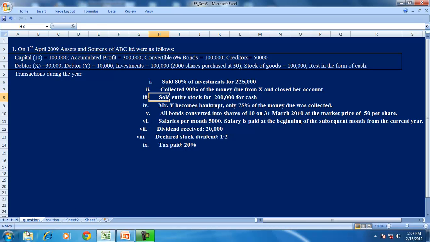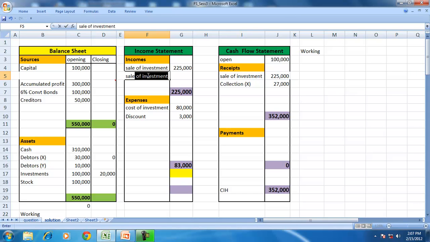Then sold entire stock for 200,000. The sale of stock of goods, 200,000, and that is for cash. So therefore sale of stock is an income and a receipt. And whenever there is a sale, there has to be cost of goods sold, and you sold the entire stock, so the entire stock becomes an expense, and stock will no more be available in the balance sheet, so stock becomes zero.